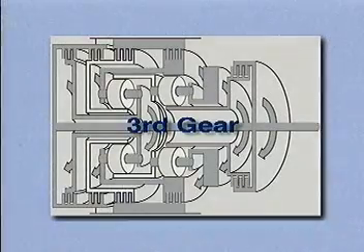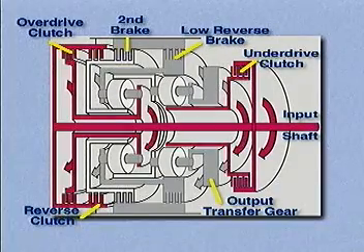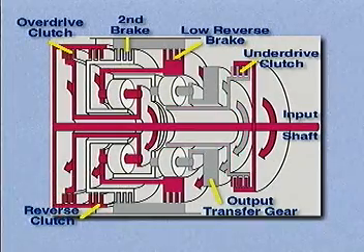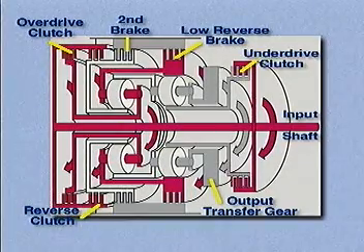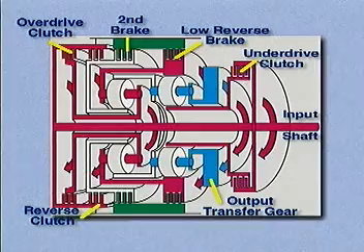Shifting to third gear, the underdrive clutch and overdrive clutch are applied. Power is transmitted to the input shaft, the overdrive clutch, the overdrive planetary carrier, and the low and reverse annulus gear. The turning speed of the underdrive sun gear, which is linked to the input shaft through the underdrive clutch, becomes the same as the turning speed of the low and reverse annulus gear.